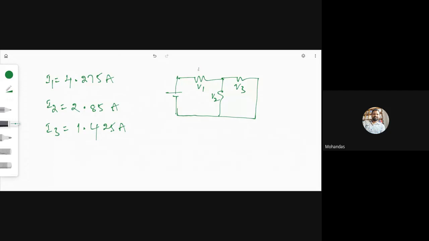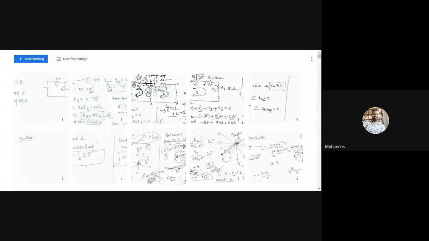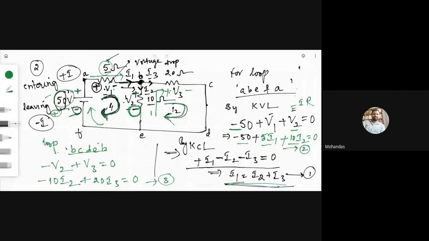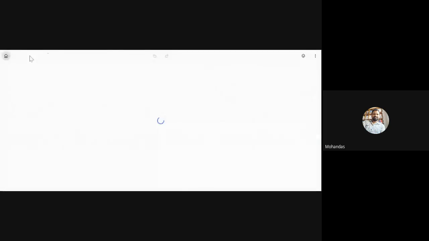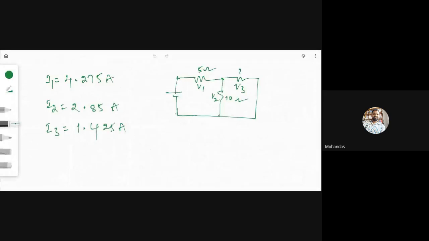Okay, this is 5 ohms, this is 10 ohms. I think this is also 10 ohms, no? 5, 20, 10, sir. 5, 10, 20, okay. 5, 10, 20 ohms. So we got this current I1 and this current I2 and this current I3 by using Ohm's laws.